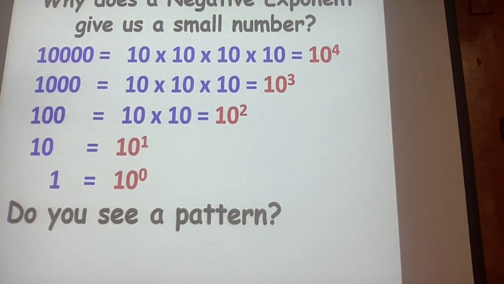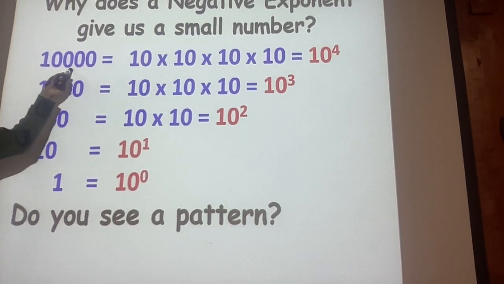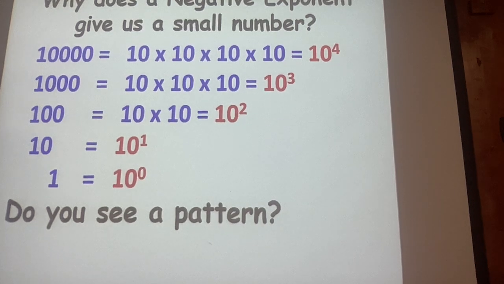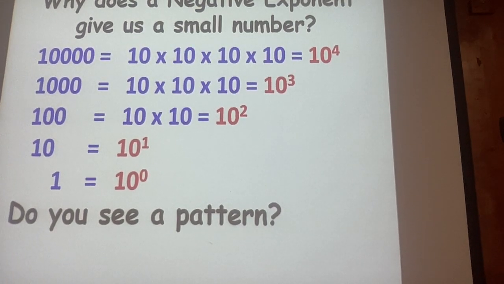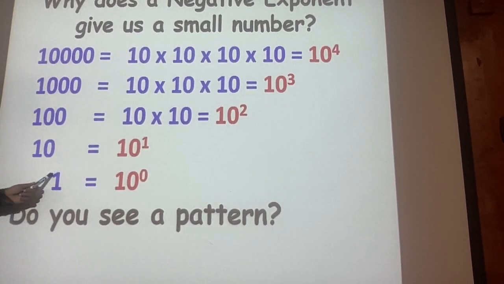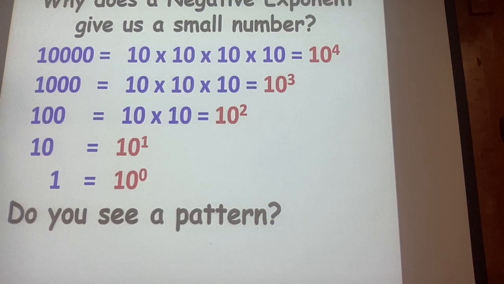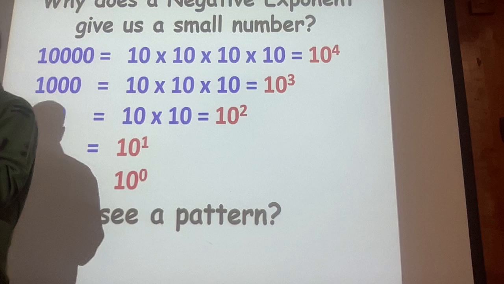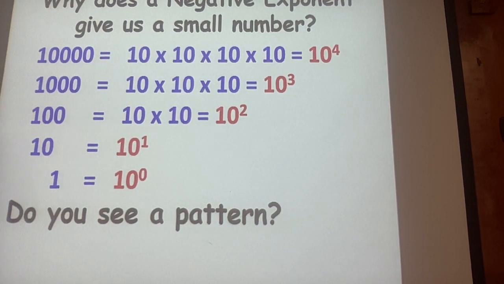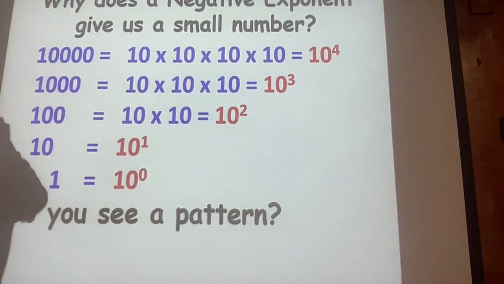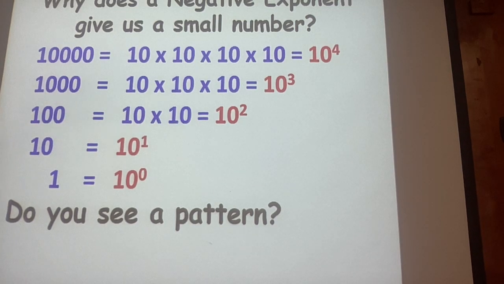So 10 to the 8 means what? We have 1 and what? 8 zeros. Okay? 8 zeros. That's what that means. Right? 10 to the 1 has 1 zero. Anything to the 0 power is what? 1. So 10 to the 0 is 1. Anything raised to the 0 power is 1. Okay.